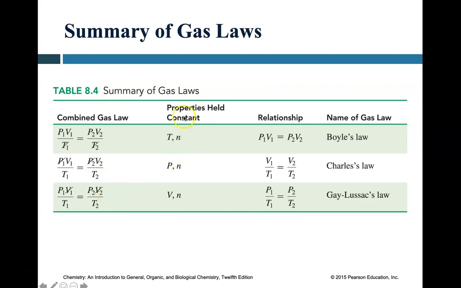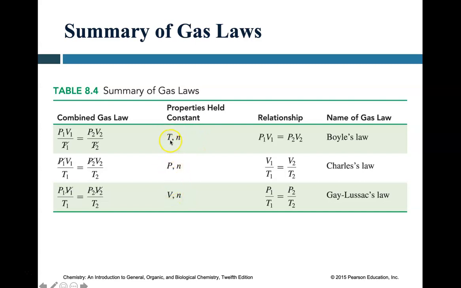But here, we've discussed our conditions for Boyle's, Charles', and Guy-Lussac's law, and they had certain constraints. One was temperature and the number of moles for Boyle's law, pressure and the number of moles for Charles' law, and volume and the number of moles for Guy-Lussac's law. So N never appears anywhere in the combined gas law, so that's fine. We don't have to worry about N. But T, P, and V do.